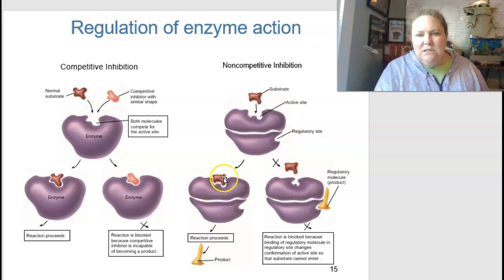So you can see that the substrate shape is no longer the same. So when we bind to that allosteric site, it changes the shape of the active site. So now the substrate can't bind. And so then this reaction is blocked because the binding of the regulatory molecule and the regulatory site changes the conformation, fancy word for shape, of the active site so that the substrate cannot enter.